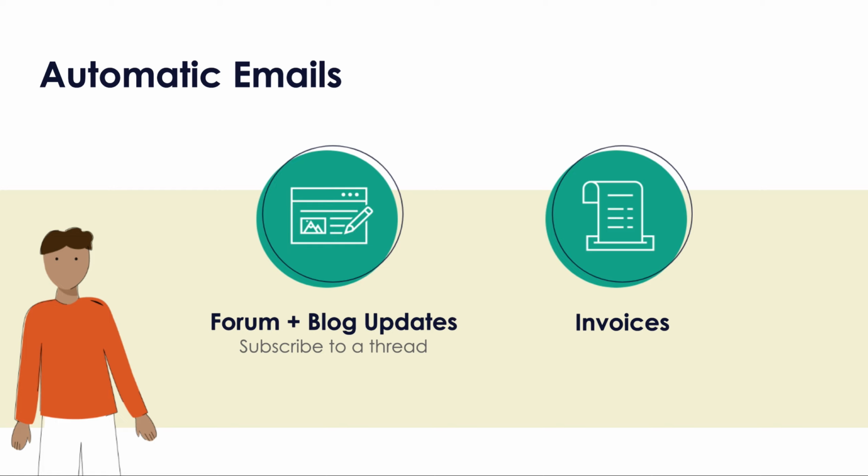But I didn't want to forget the couple of other places that automatic emails do exist in Wild Apricot. Not everybody knows this, but you're able to automatically subscribe to forum and blog updates. So if one of your members wants to be notified every day or maybe every week when the forum is actually updated and posted to, they can set that individually, and then they will get an automatic email as well.